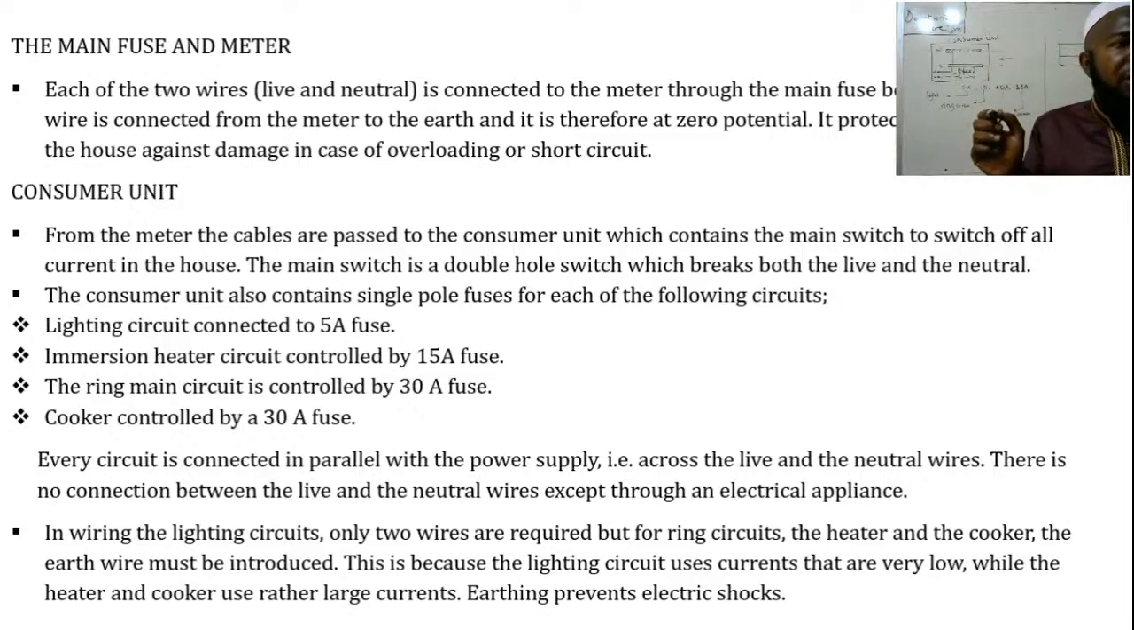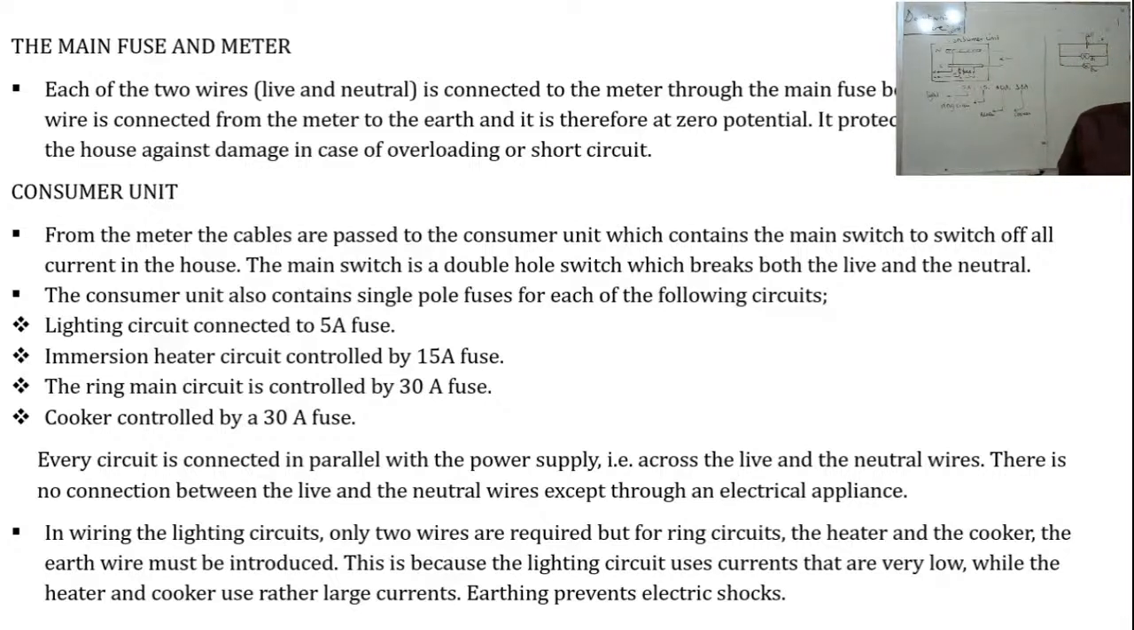And the consumer unit also consists of a single pole fuse for each of the following. The lighting circuit is connected to a 5 ampere fuse. The immersion heater, 15 ampere fuse. The ring main circuit, 30 ampere fuse, because you are going to use it for ironing, cooking, so it requires a large amount of current, so we put the larger fuse. That one okay.